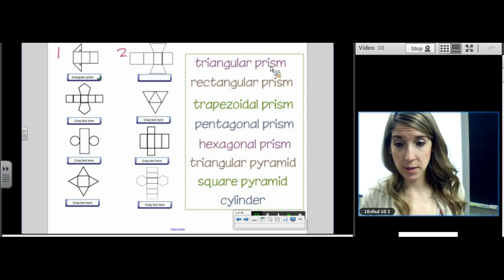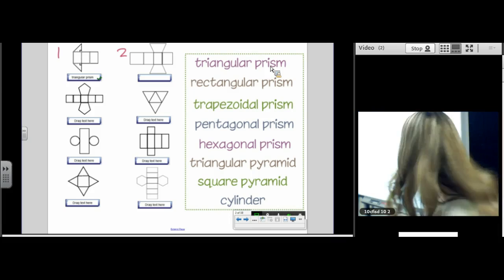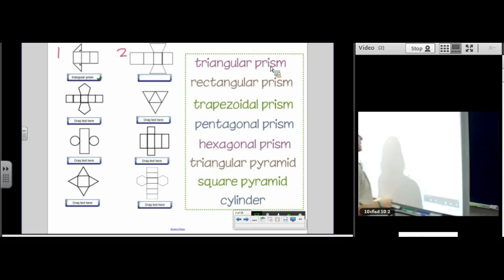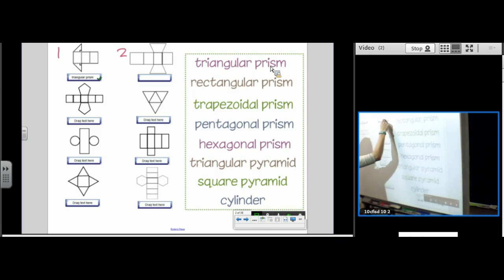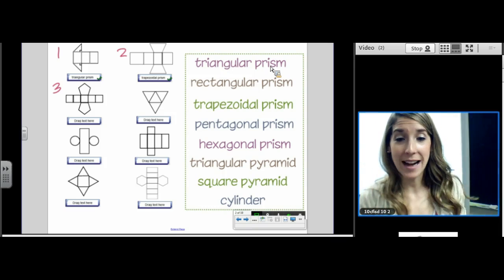So the clue is to look at the bases. The bases are whatever there's 2 of in a prism. Trapezoid. So how do we say that? Trapezoidal prism. Okay, number 3. Pentagonal prism. Everyone practice saying this out loud.